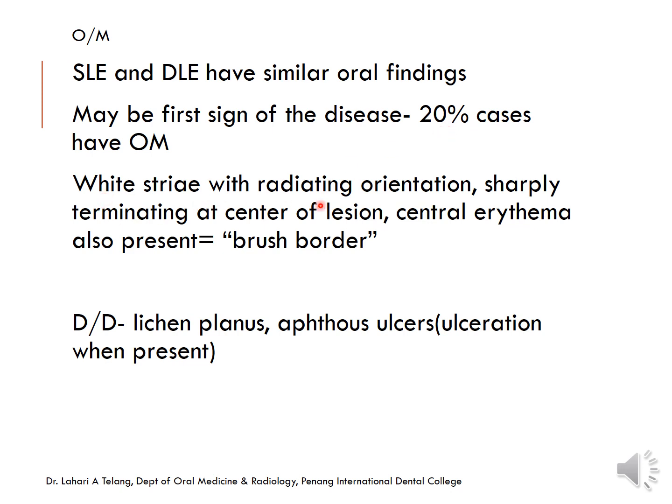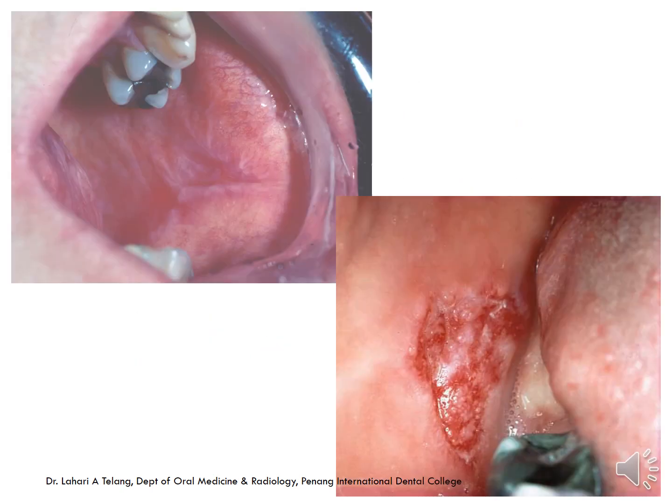White striae with radiating orientation, sharply demarcating at the center of the lesion. Central erythema is also present, which is called brush border appearance. I mean, there's central redness, and on the periphery you have white striae. It looks like a brush. So the differential diagnosis for this appearance of the lesion is lichen planus again, and aphthous ulcer if there is ulceration present. This is an example of how DLE looks.